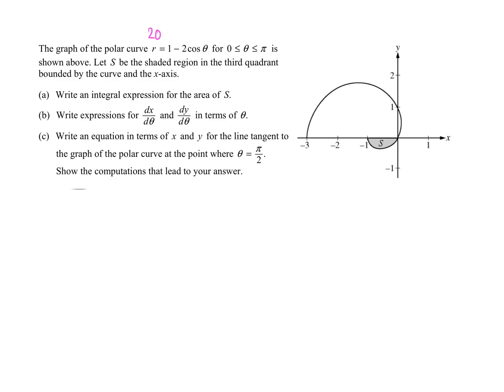All right, this is from the 2009 Form B test. It's number 4, which means we don't get a calculator on this. So we have this polar curve to the right, and we want to find the area of the shaded region.